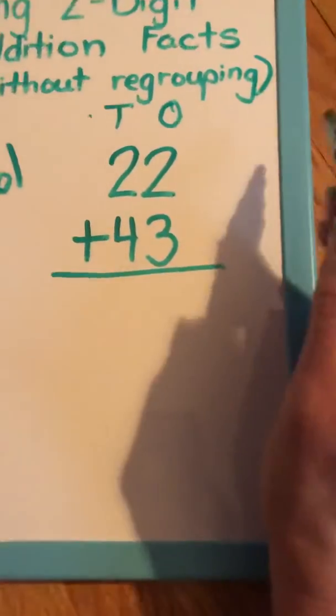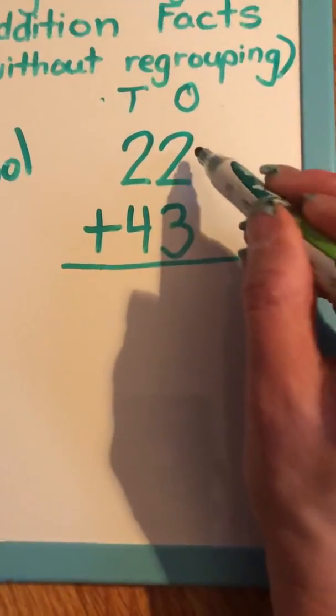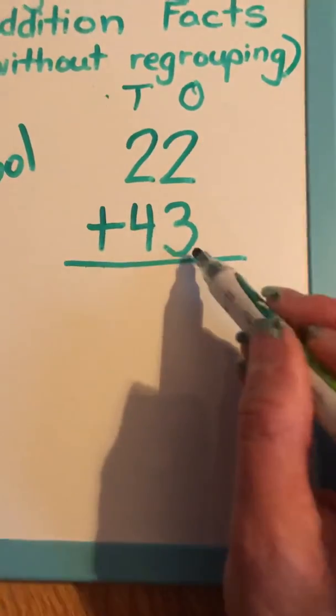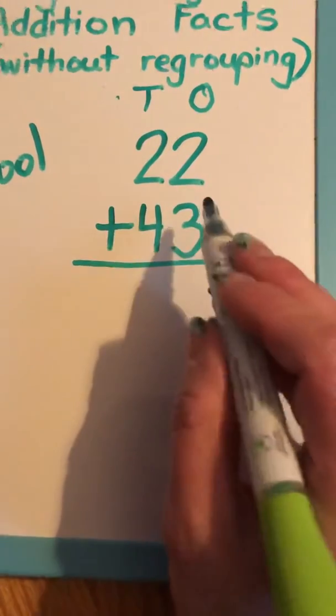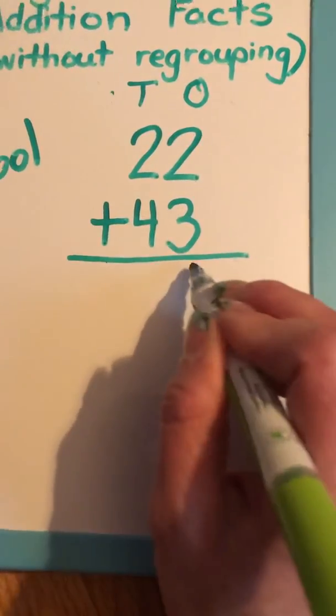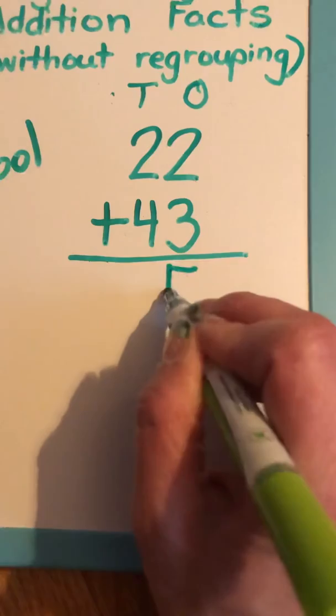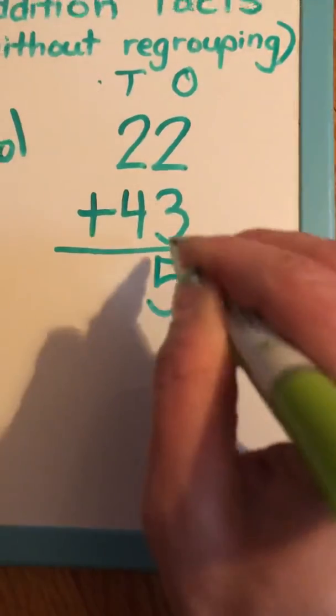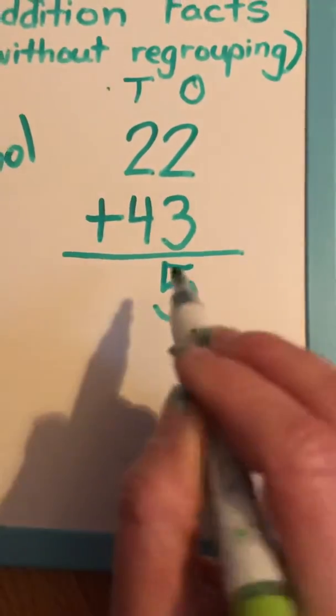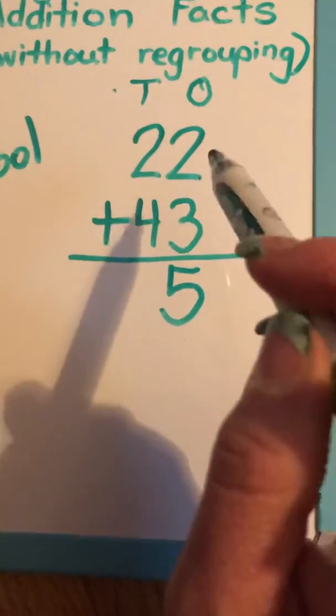So we are going to add up our ones. What's 2 plus 3? 5. You've got it. So the sum of 2 plus 3 is 5. I'm going to write my answer right here, staying right in line with the other numbers, right in my ones column. So the sum of my ones column is 5.